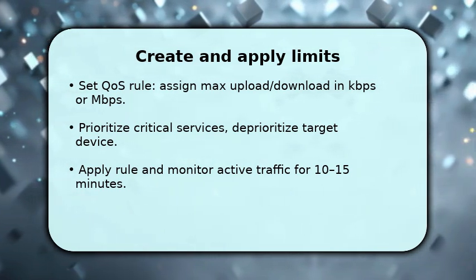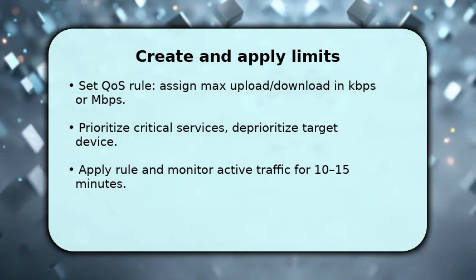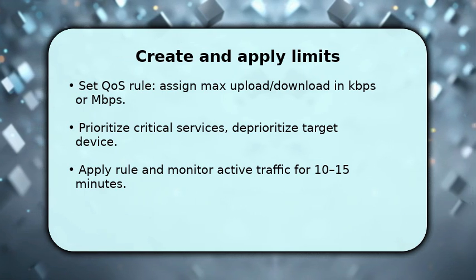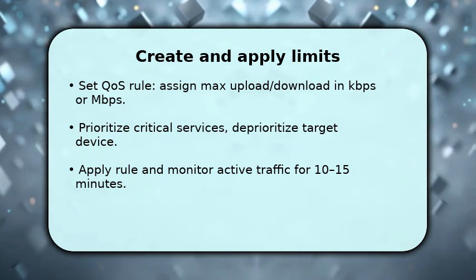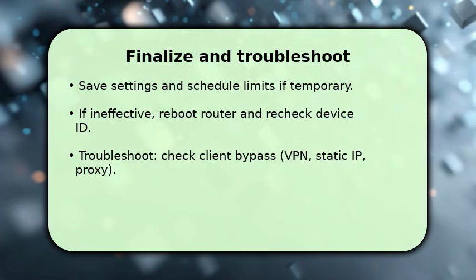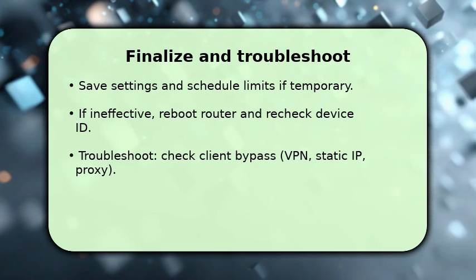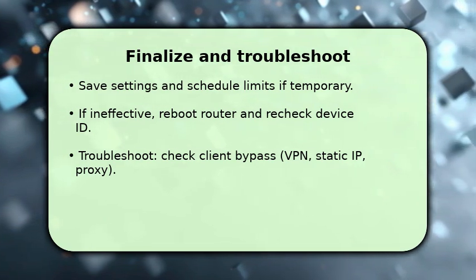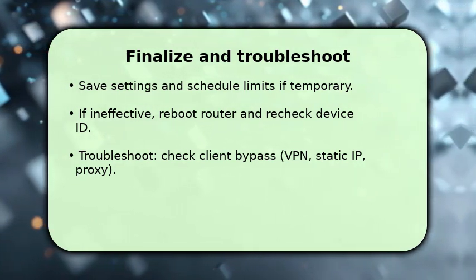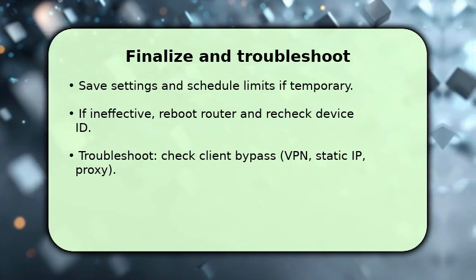Make incremental adjustments rather than large cuts, and finish by saving configuration and, if applicable, scheduling the limit window for nights or specific hours. If the device still has high throughput, reboot the router to enforce rules, then recheck the client list to ensure the correct IP/MAC was targeted.